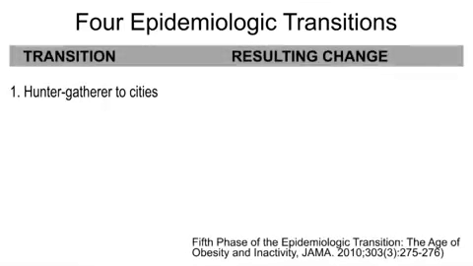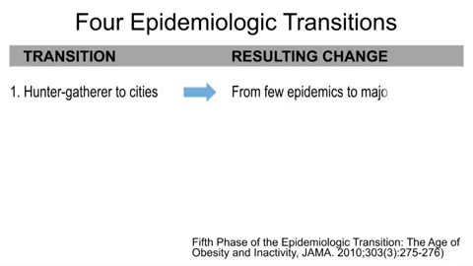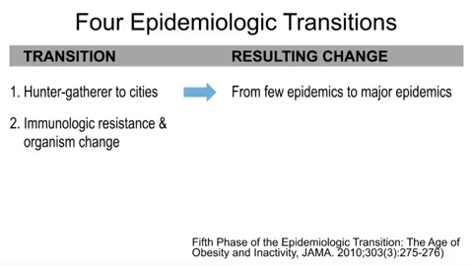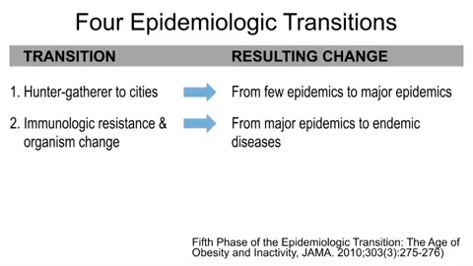So let's compare the four epidemiologic transitions. The first transition started when hunter-gatherers began to practice agriculture and began to live in one place. There was a transition from few epidemics to major epidemics. The second transition happened because populations developed immunologic resistance and disease-causing organisms changed. There was a transition from major epidemics of disease to endemic diseases.